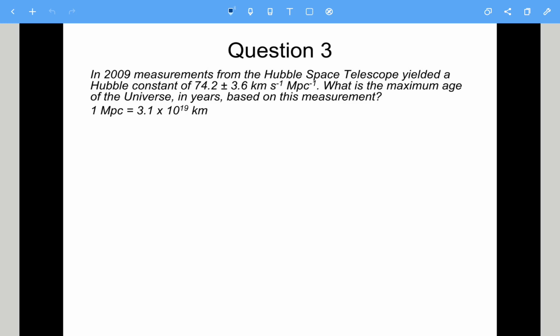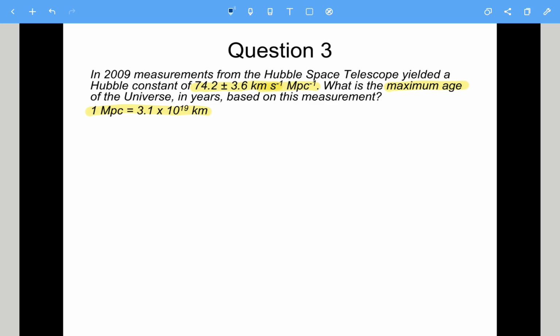Right, let's try a practice question. If you want to pause and try this one. Right, so in 2009, measurements from the Hubble Space Telescope yielded a Hubble constant of 74.2 plus or minus 3.6 kilometers per second per megaparsec. Calculate the maximum possible age of the universe. That's helpful, having that megaparsec there. Right, let's have a go.